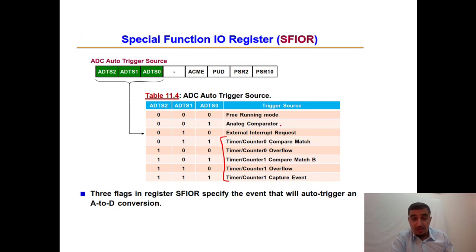straightforward if you are using an analog comparator or an external interrupt request. Usually in this class we are going to set the external triggers to 0, but it's good to know that these things do exist in our system.